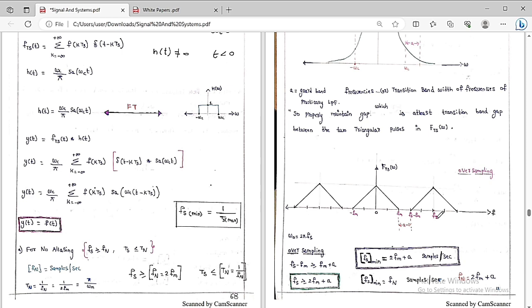Here omega is nothing but 2 pi fs. Here fs minus fm, and here it is fm. So between these two, the gap should be at least a. Between these two things, the gap should be at least a. Omega is just 2 pi fs.